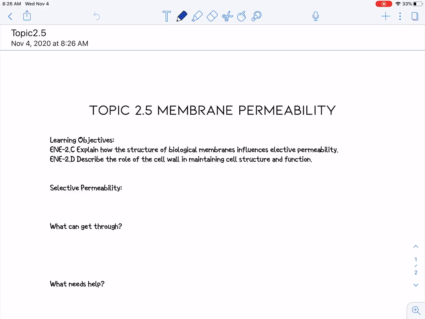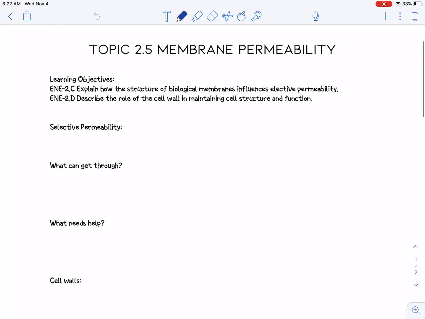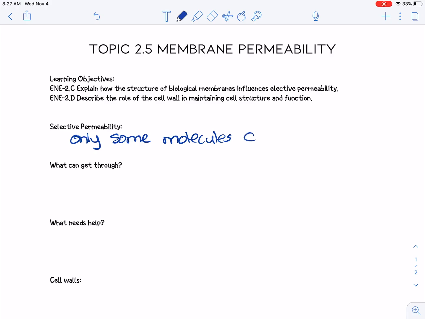All right, so we're going to look at our membrane permeability. As we looked at in 2.4, the structure of it, because of that hydrophobic core, those phospholipid bilayers and those two fatty acid tails, really four fatty acid tails sticking together, makes it selectively permeable. So really what we mean is only some molecules can get through the membrane. So the next question is, what can get through?